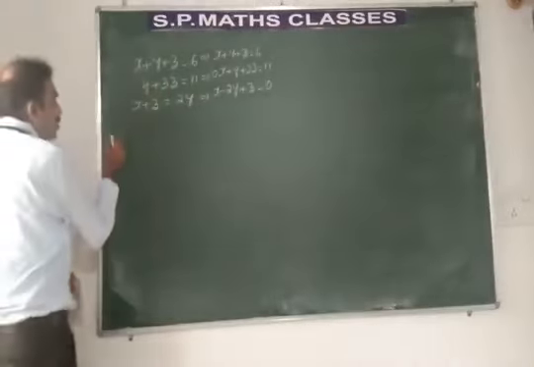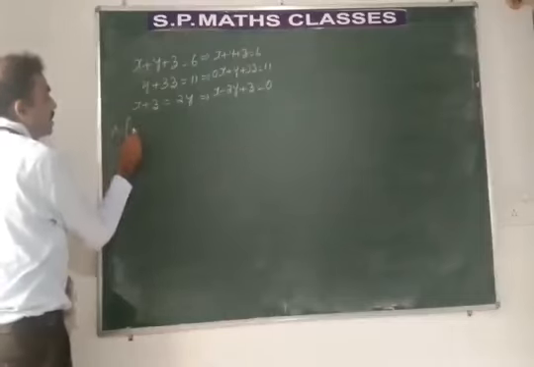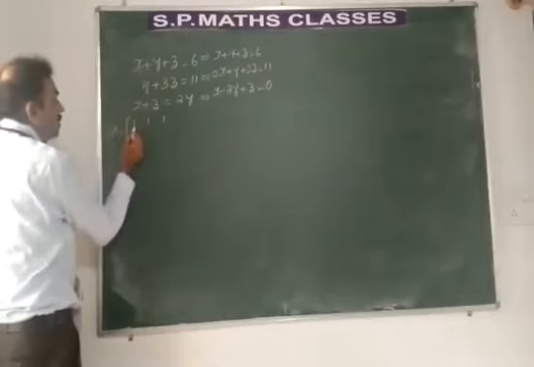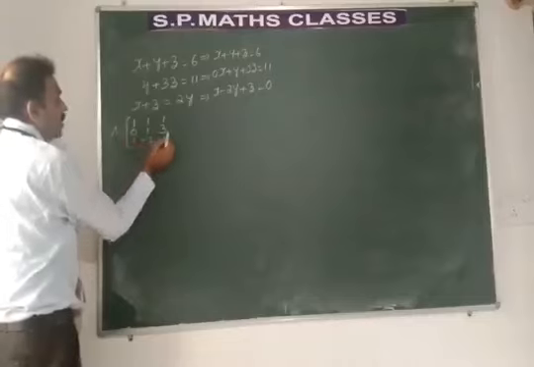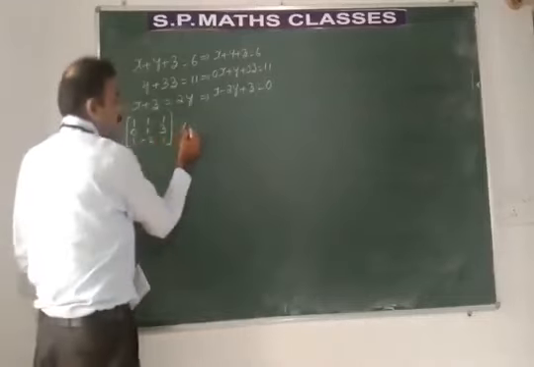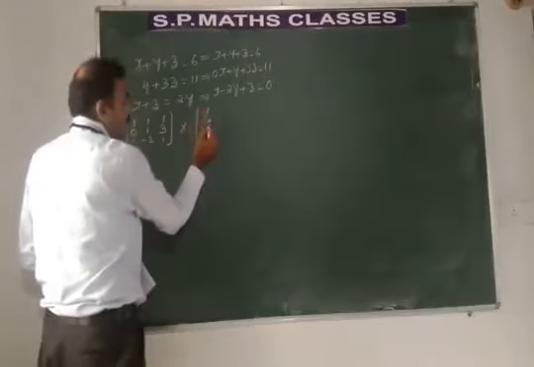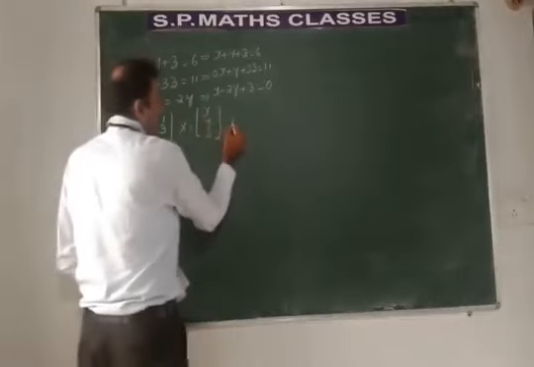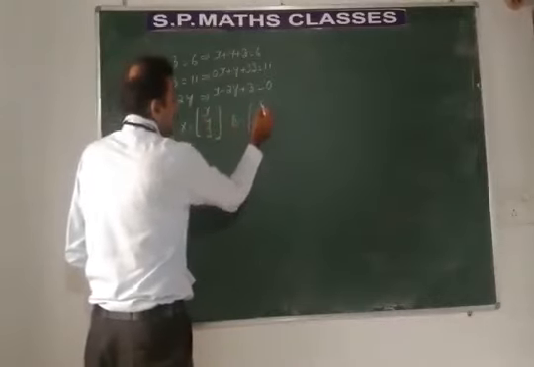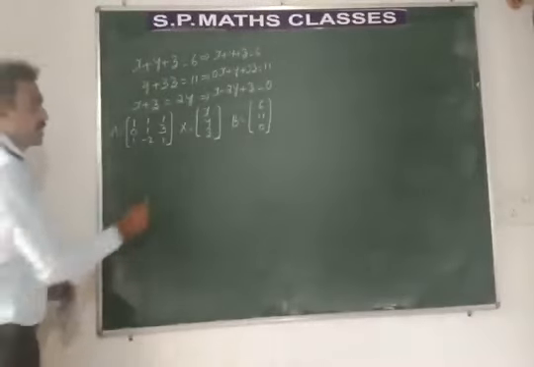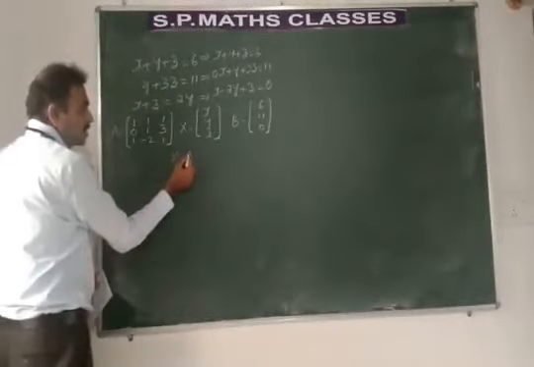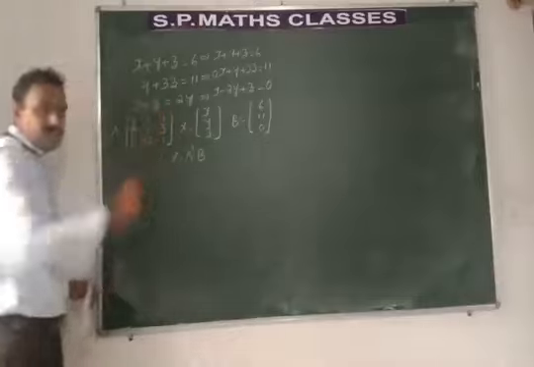So now let us form the matrix A. It is 1, 1, 1, 0, 1, 3. Third is 1, minus 2, 1. What is the matrix of variables X? It is x, y and z. Matrix of constants, it is 6, 11, 0. This is what we get. So solution is given by X is equal to A inverse into B.